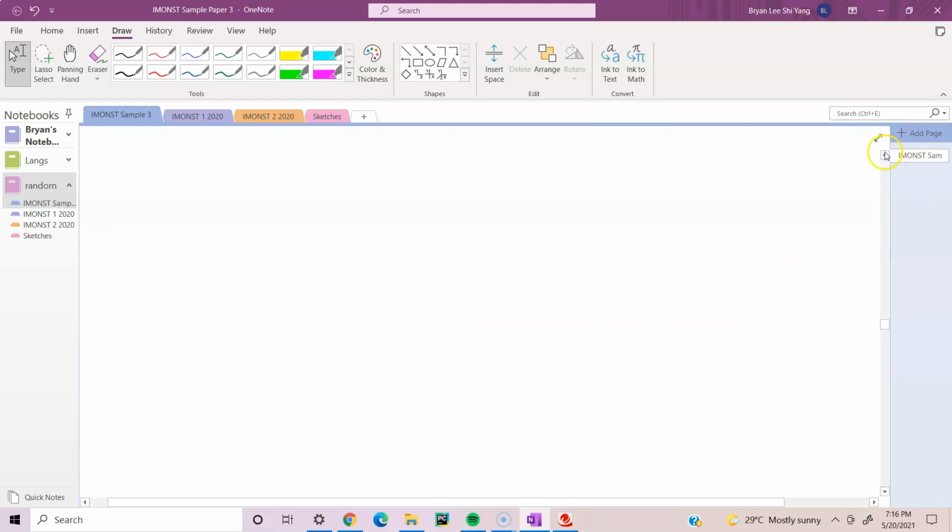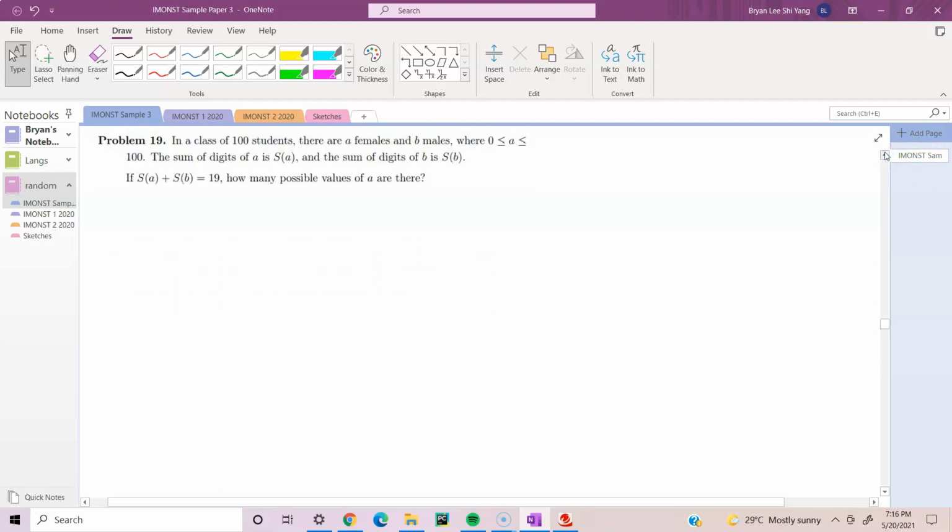Now, problem 19 is a bit up there. In a class of 100 students, there are A females and B males, where 0 is smaller than or equal to A, and A is smaller than or equal to B, equals to 100. Now, the sum of digits of A is SA, and the sum of digits of B equals SB. If SA plus SB equals 19, how many possible values of A are there?